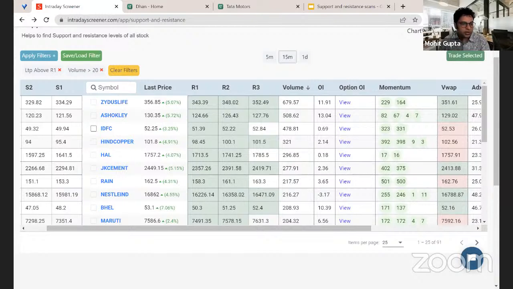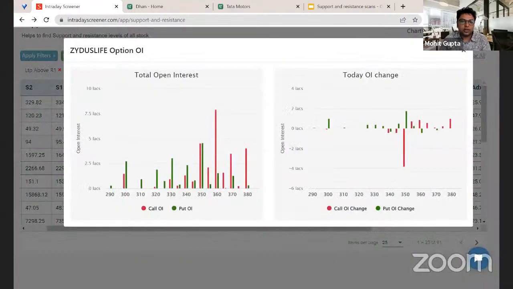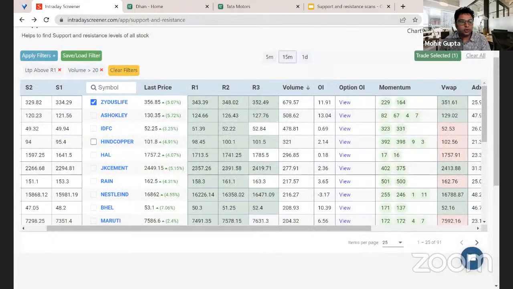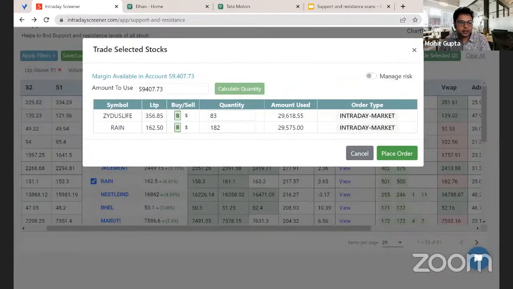So once you want to execute a stock, let's say Ashok Leyland crossed, or let's say Zydus Life crossed R1, and you open the chart, you check the open interest, everything looks good. Now I want to trade it in my Dhan account. So how do I do that? I will just click on trade selected, and since it is connected to my Dhan account, automatically my margin will be fetched and an equated portfolio is constructed here.